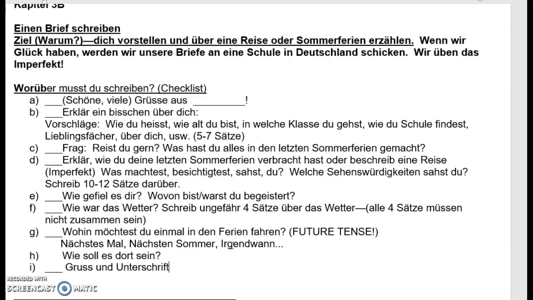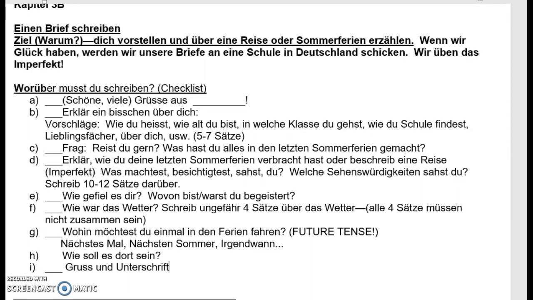Today I'm going to give you time in class to start working on the letters that I'd like you to write. The goal of that is to practice imperfect. I'm going to give you each a composition book to use as your journal for the year. We will be writing several different compositions in this book throughout the year, perhaps every 6 weeks or so, so that by the end of the year you'll have between 6 and 8 different things that you've written.